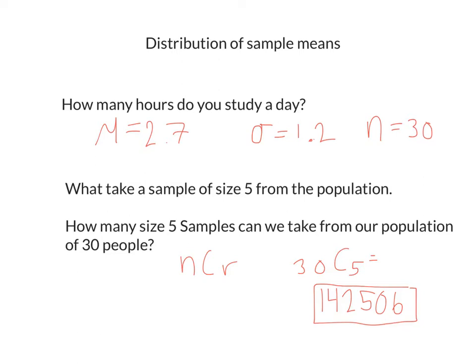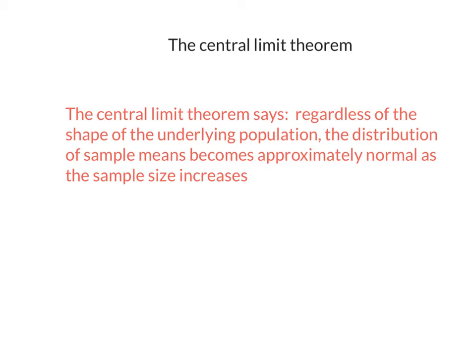a better distribution. Since there are a large number of sample means, whether our original population is or is not normal, the distribution of all the sample means will become normal as the sample size from the population increases. And this is called something very special in statistics, so let's take a look. The central limit theorem says, regardless of the shape of the underlying population, the distribution of the sample means becomes approximately normal as the sample size increases.